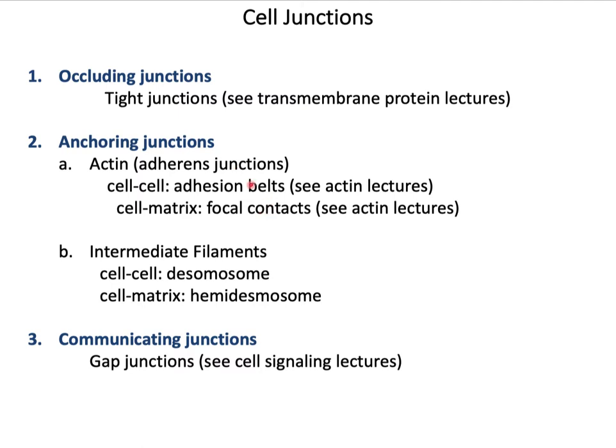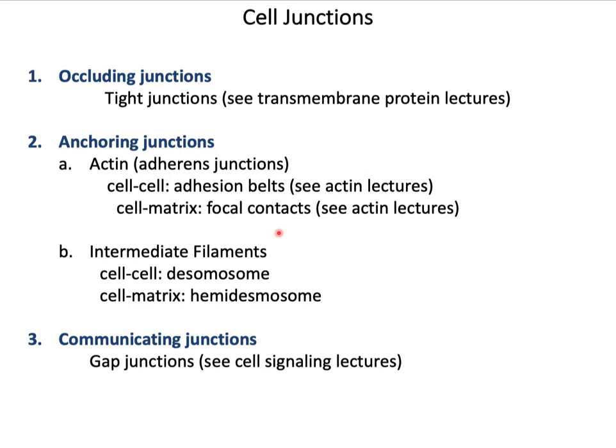First of all are the anchoring junctions that utilize actin. When cells interact with each other and utilize actin, the junction is often referred to as an adhesion belt. And we saw adhesion belts when we were talking about the cellular cytoskeleton and in particular actin. When cells interact with the matrix and utilize actin at the same time, they form a junction known as focal contacts. And we also saw focal contacts when we were discussing actin.